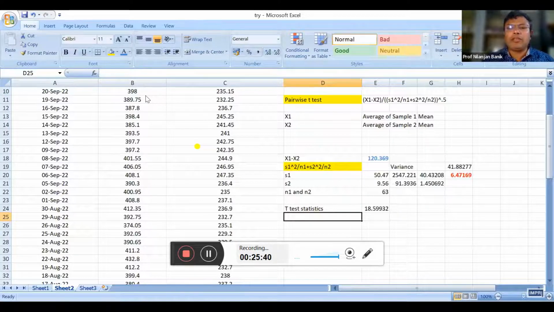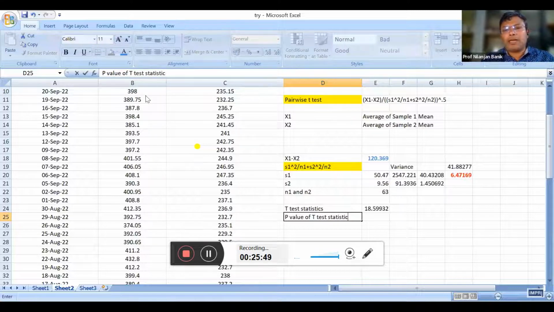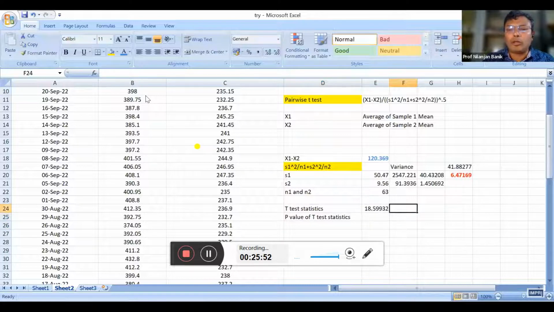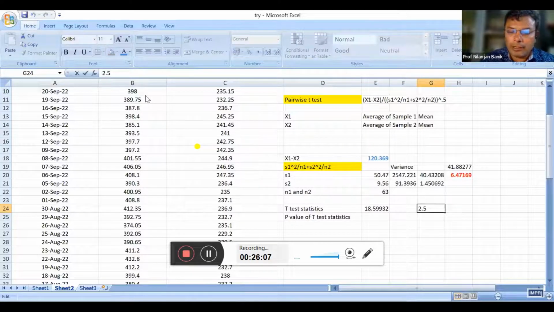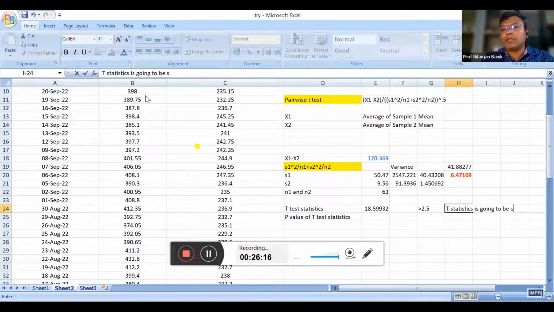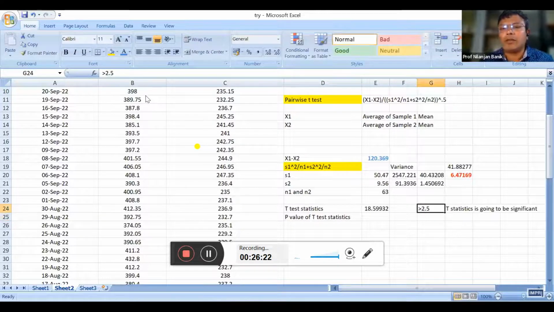Now let me introduce another concept, which is called the p-value of the t-test. In the previous class, I said that the rule of thumb is if the t-value is greater than 2.5, then the t-statistics is going to be significant, highly significant.